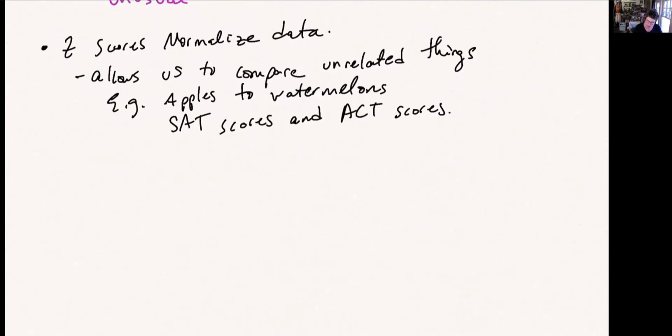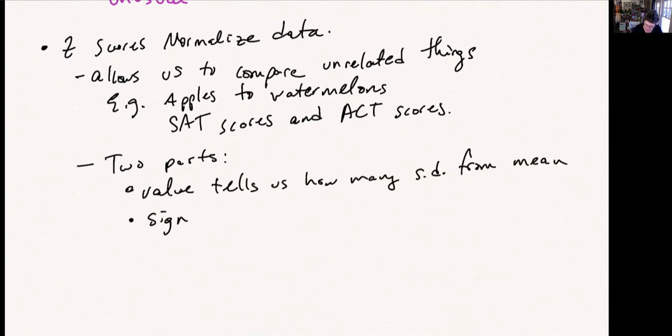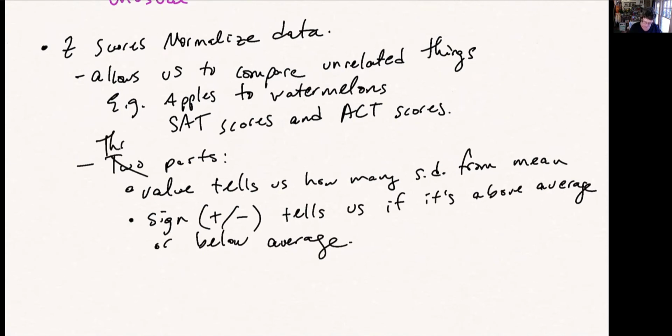And then another thing that we get from z-scores is the sign. The z-score has 2 parts. The value tells us how many standard deviations something is from the mean, and the sign, by which I mean the plus or the minus, tells us if it's above or below. Well, I guess technically there's 3 parts, because while we're here, let's just say 2 or more standard deviations away from the mean is considered unusual.